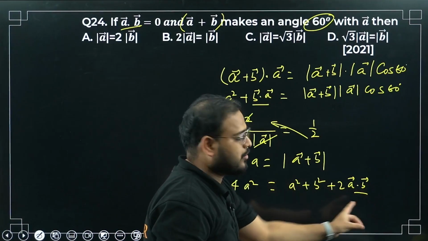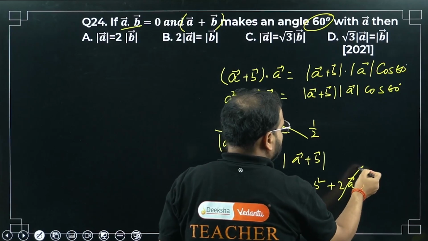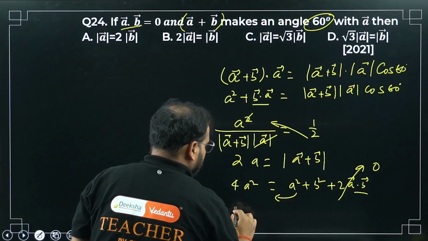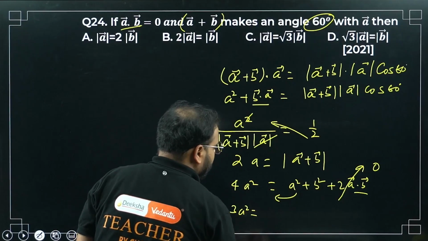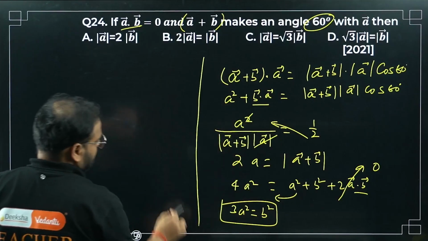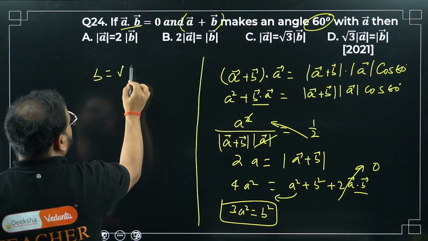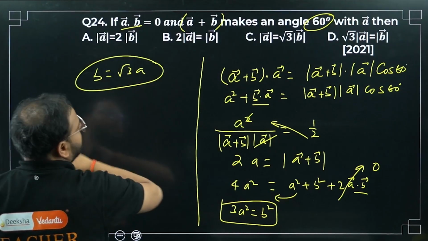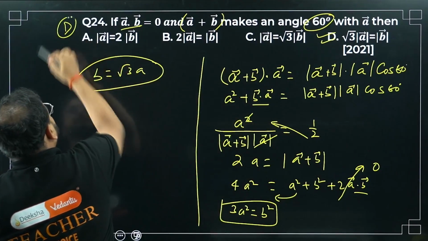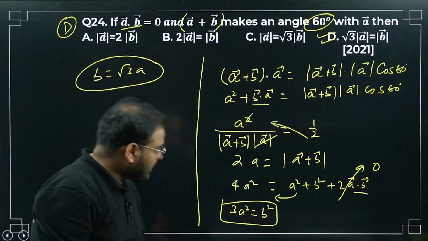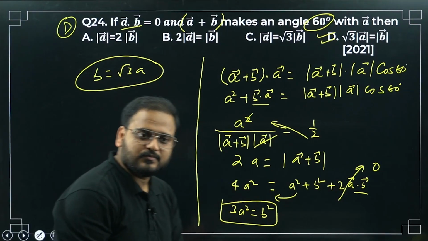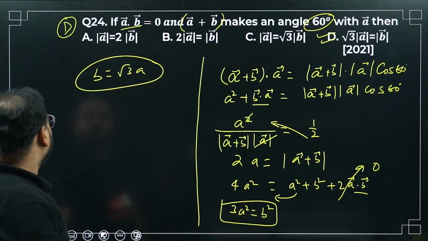AB cos theta is there, no? So this whole A dot B will be what? 0. So I can write this as, bringing this A square to this side, 3A square equals B square. Take the root now. So I get B equals root 3 times A. Yeah, D. Please have a look. B equals root 3 times A. Simple question, asked in 2021. Simple enough. Moving on.